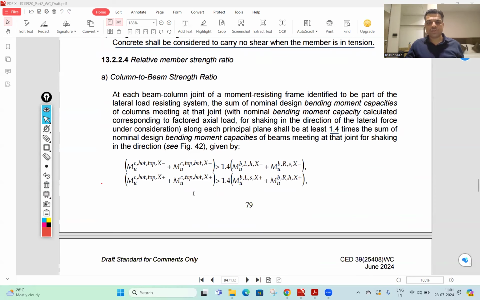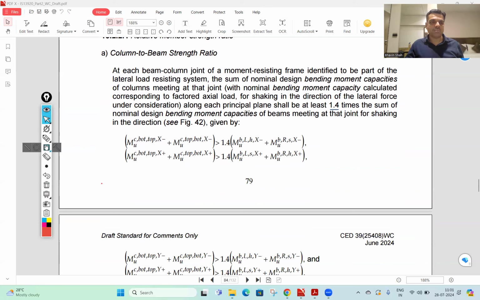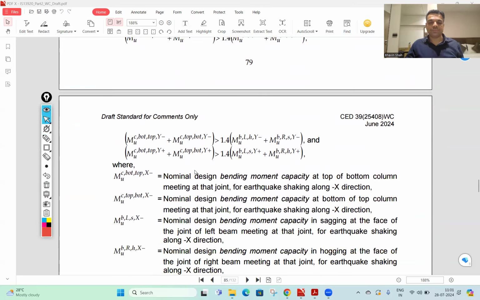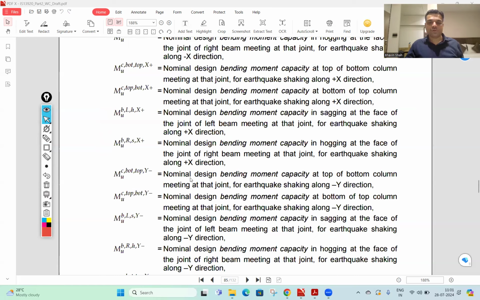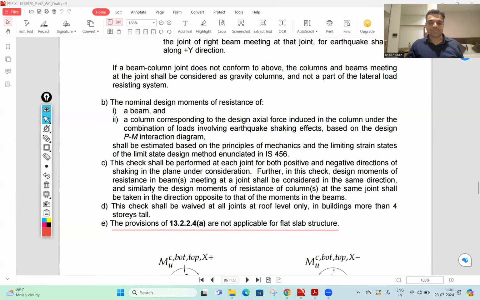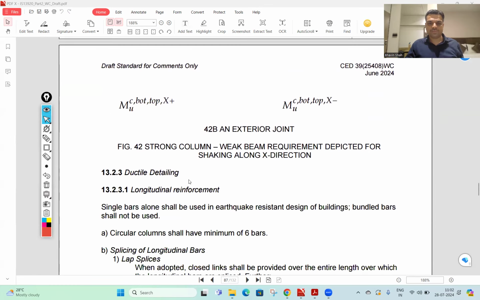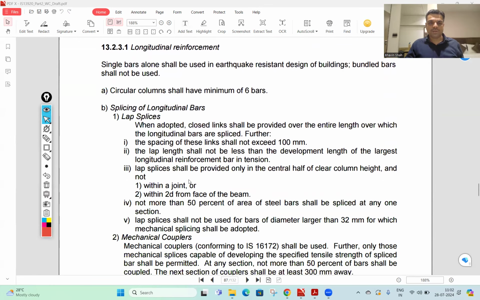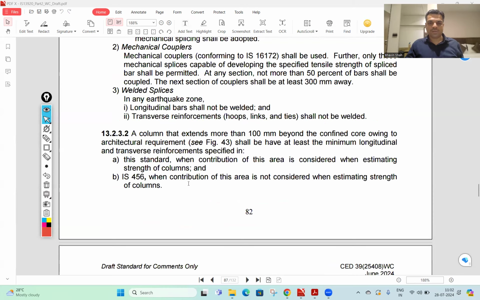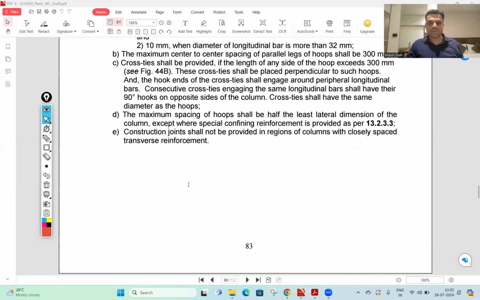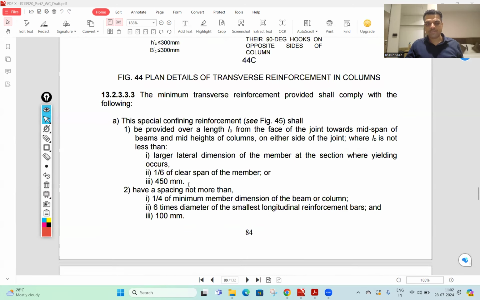Column to beam strength ratio remains the same, so there is no relaxation. It is 1.4 times to be provided. Strong column, weak beam concept here. The ductile detailing is okay. I think almost all the clauses are the same.